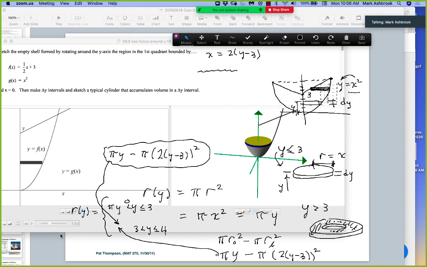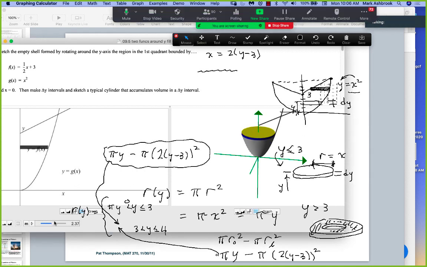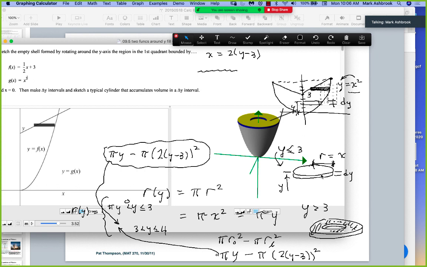Okay, does this make sense? Seeing those strips make the solid discs, but then at y equals 3, now we get the washers that have the holes. And since we have a different type of cylinder starting at y equals 3, we need a piecewise rate function: pi y for y less than 3, and then this one for greater than 3. Okay, any questions?